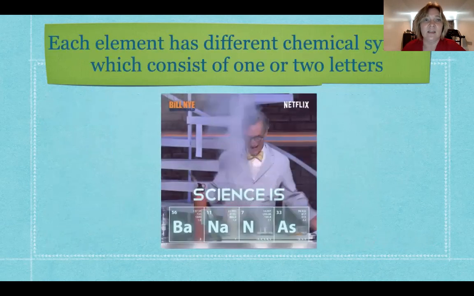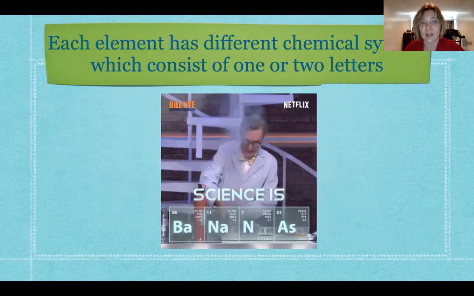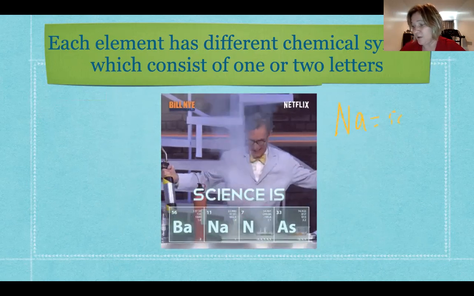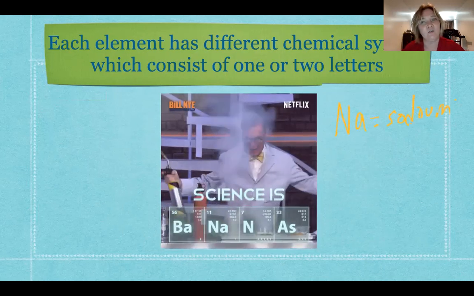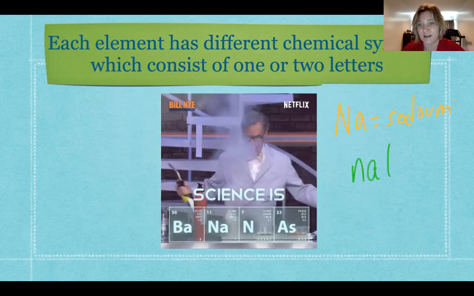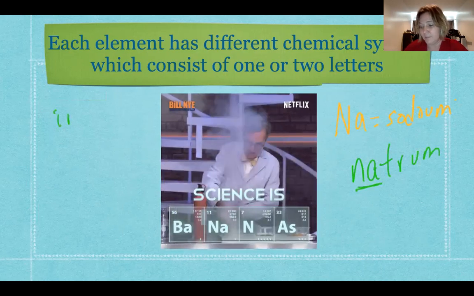Now on the periodic table, each element has a different chemical symbol that consists of 1 or 2 letters. Now the 1 or 2 letters is going to represent either the name of the element in English or perhaps from its Latin root. So for example, Na is sodium. And you might think, well, what does Na have to do with sodium? It comes from the Latin for sodium, which is natrum. So there's your Na.